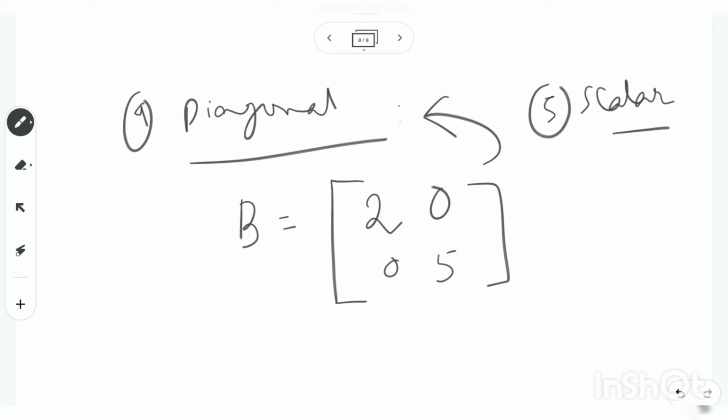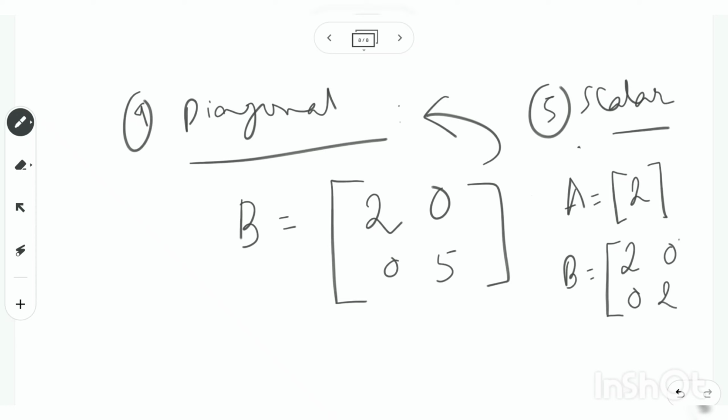Now number 5 is the scalar matrix. So what is a scalar matrix? A diagonal matrix is said to be a scalar matrix if its diagonal elements are equal. So what is an example of a scalar matrix? Suppose A is 2. This is also a scalar matrix. Or suppose another example: 2 0 0 and 2. This is also a scalar matrix, right?